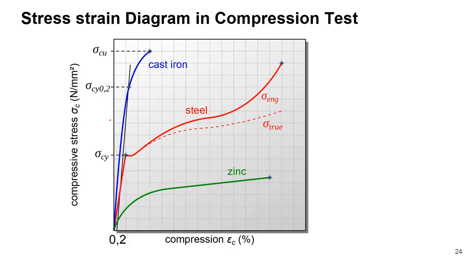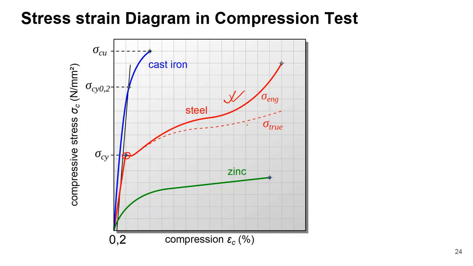Now here you can see the typical stress strain diagram in a compression test. For a steel sample, the engineering stress strain diagram is at the top, whereas the true stress strain diagram is at the bottom. The reason is that in compression the cross sectional area actually increases instead of decreasing, and that is why it is at the bottom. And in exactly a similar way you can find the ultimate stress point or the yield point.